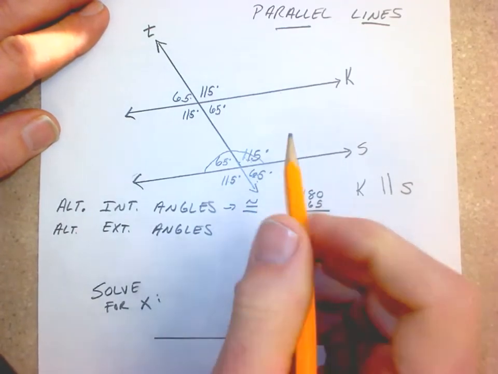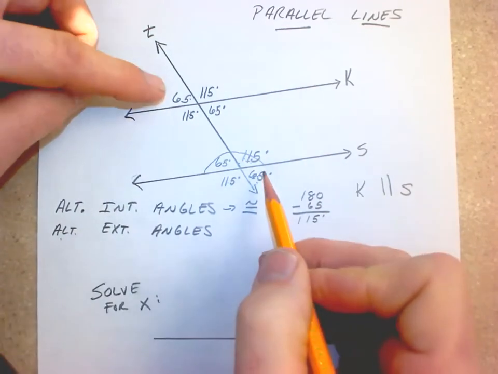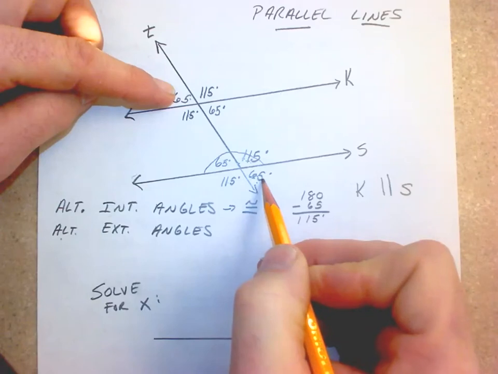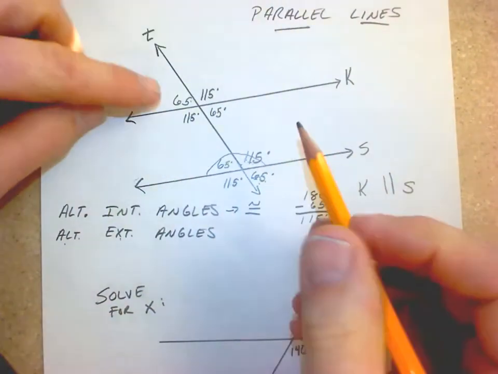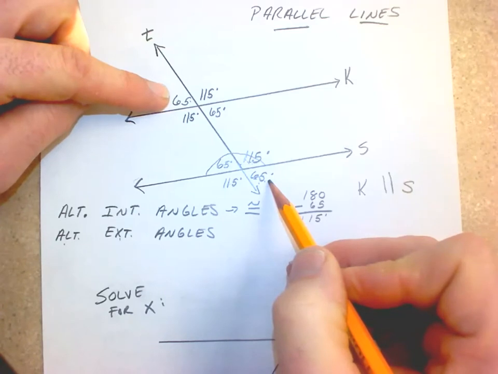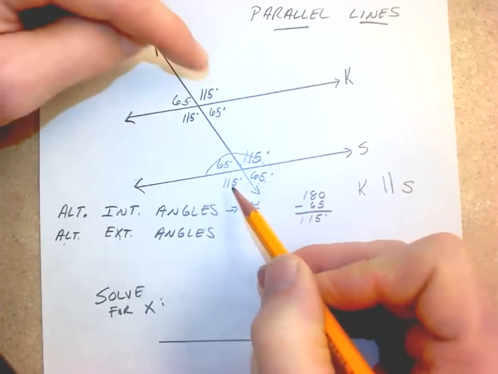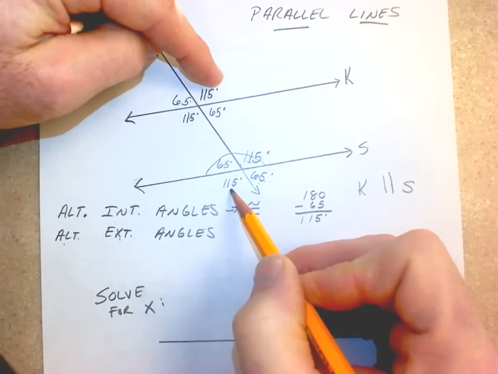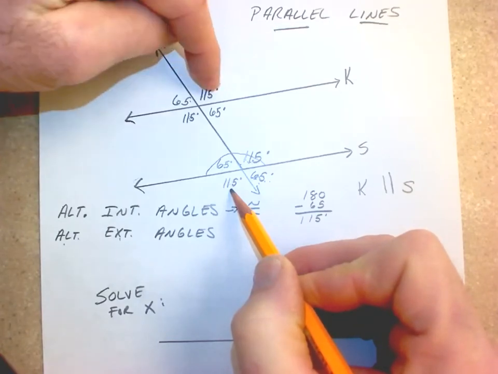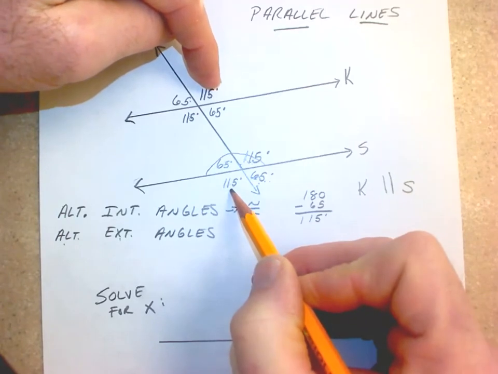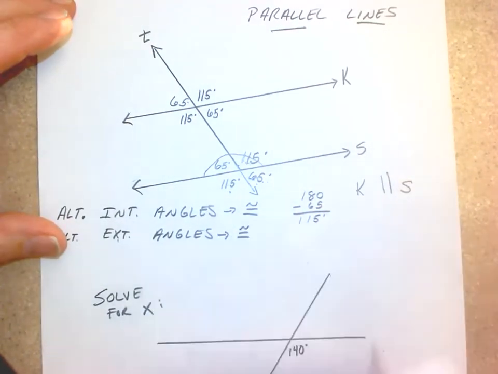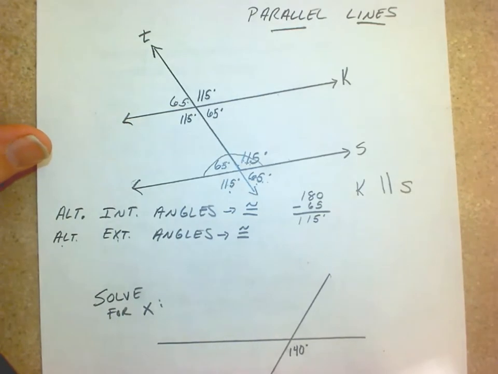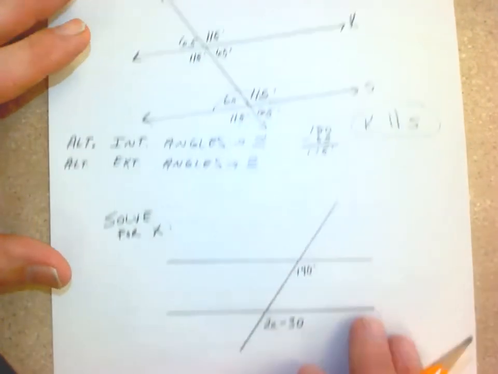Again, alternating would mean they're on opposite sides of our transversal. Exterior means they're on the outside of the parallel lines. So these two 65-degree angles would be exterior. These two 115s would be exterior angles. They are alternating because one's on the left and one's on the right of the transversal. And they are congruent. So that's the big stuff for today.